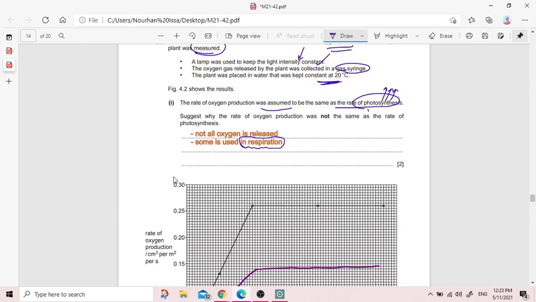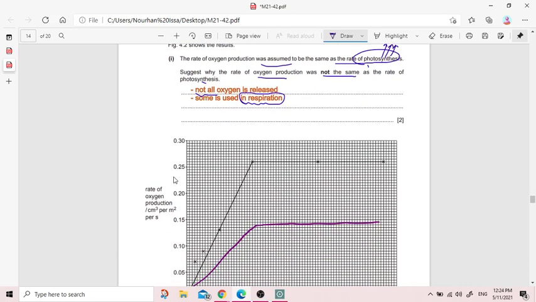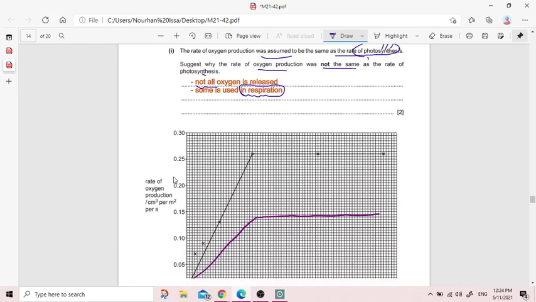Why is the rate of oxygen production not the same as the rate of photosynthesis? Because not all the oxygen that is released from photosynthesis is collected in your syringe. Some of the oxygen is used in the respiration of the cells. So this means the oxygen collected will be a bit lower because some of it was used. Okay.